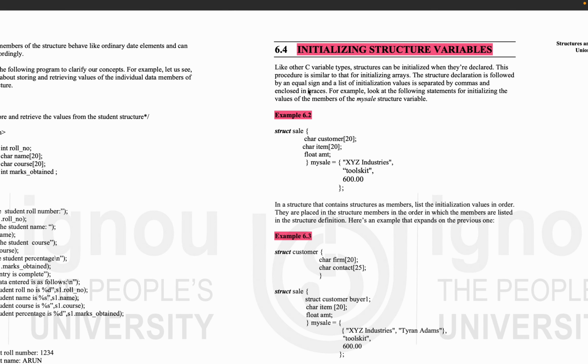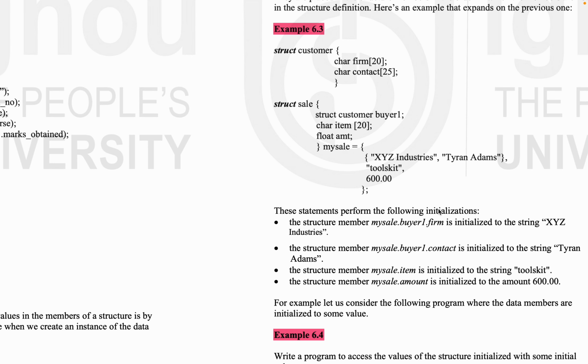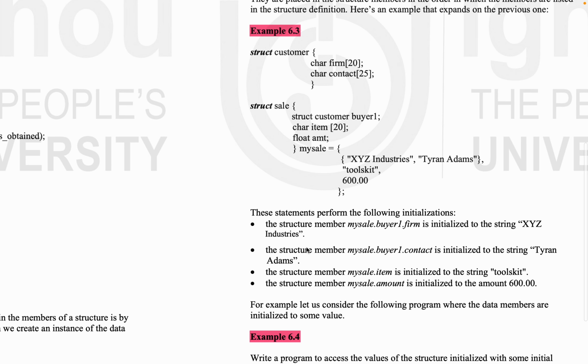Initializing a structure variable. Like other C variable types, a structure can be initialized when it is declared. This procedure is similar to that for initializing an array. The structure declaration is followed by an equal sign and a list of initialization values separated by commas and enclosed in braces. Struct cell, my cell. This statement performs the following initialization: the structure member is initialized to the corresponding value, and the structure member myself item is initialized likewise.